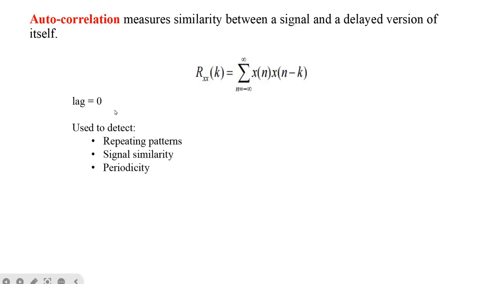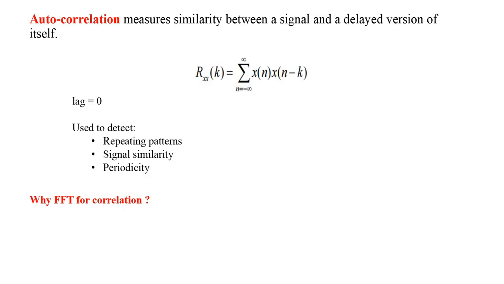And this rxx of k, that is nothing but the autocorrelation, is maximum when lag is equal to 0, and it is used to detect repeating patterns, signal similarity and periodicity. Now here in this program we are using the FFT in order to find the correlation. It may be autocorrelation or cross correlation.